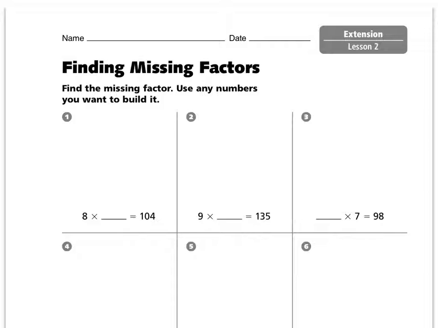Let's look at Chapter 13, Lesson 2, Extension, Finding Missing Factors. Find the missing factor, use any numbers you want to build it. 8 times what equals 104?